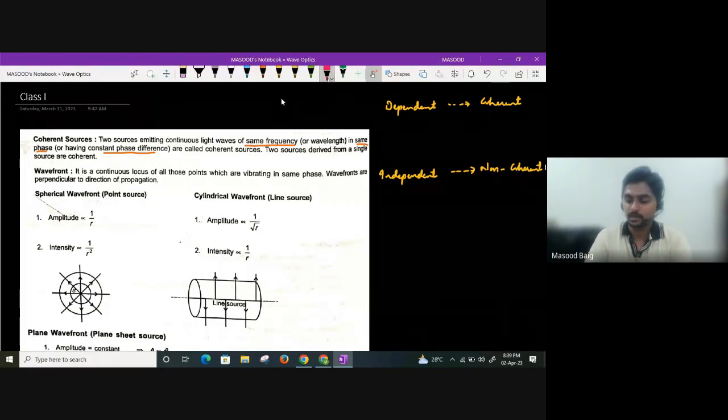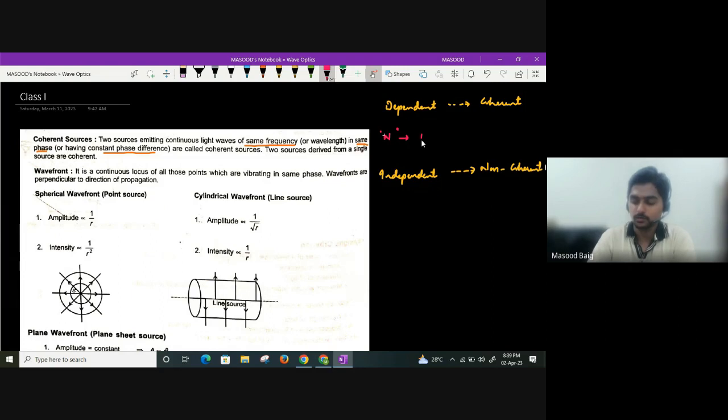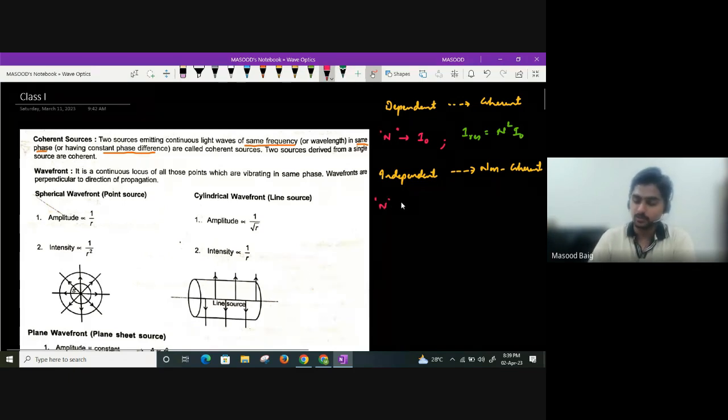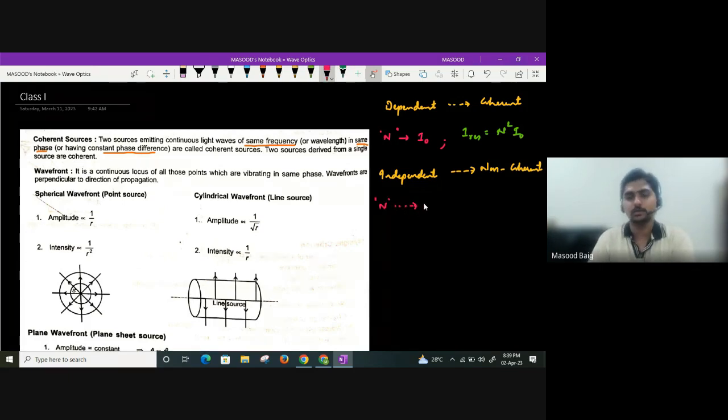Let us say if they are identical, intensity will be the same. So n coherent sources are each producing light of intensity I naught. Then the resultant intensity will be n square times I naught. In the same manner, if n identical non-coherent independent sources are there, the resulting intensity will be n times I naught only.